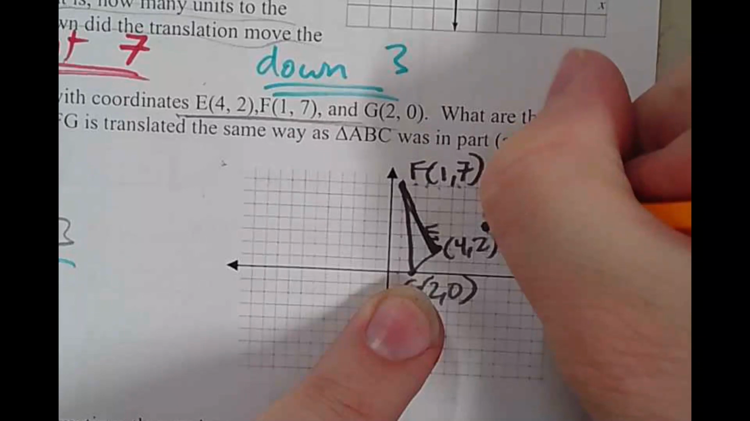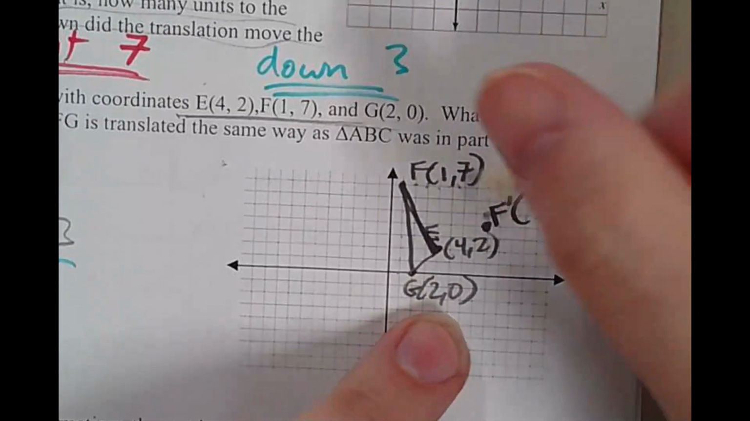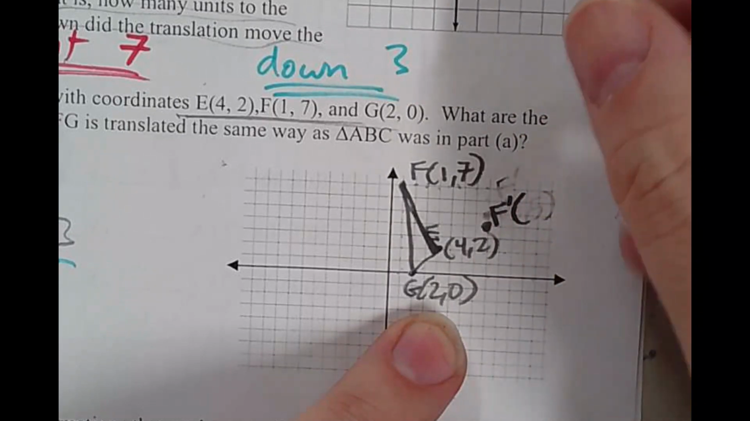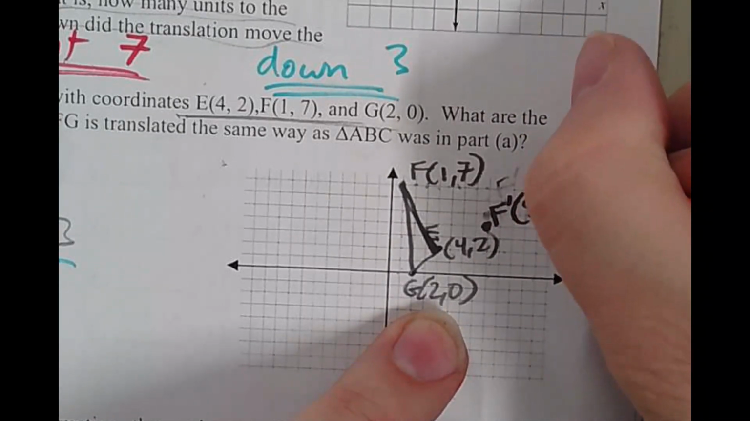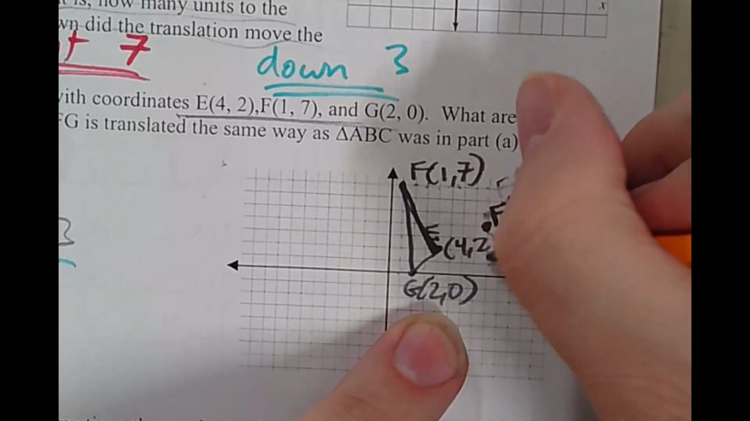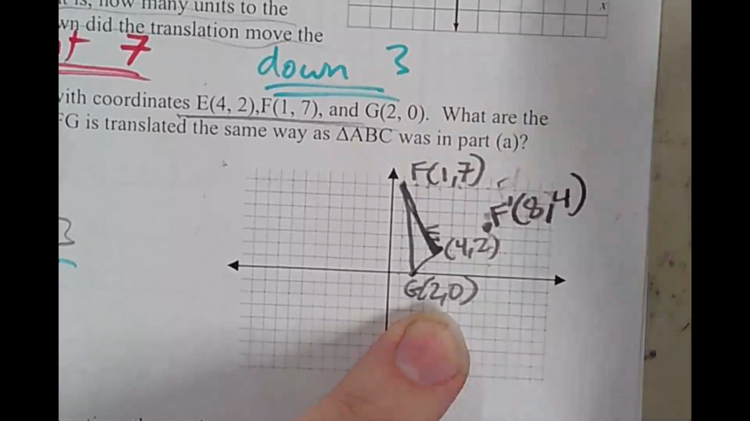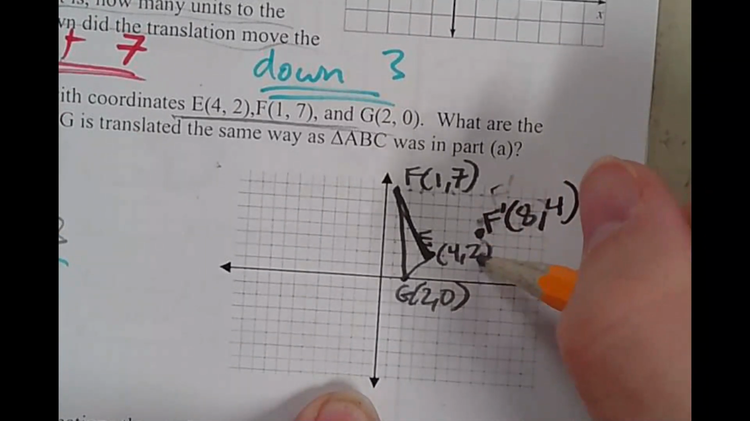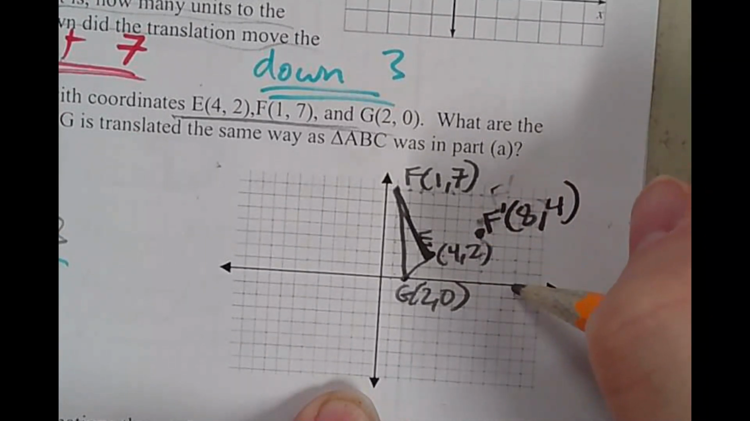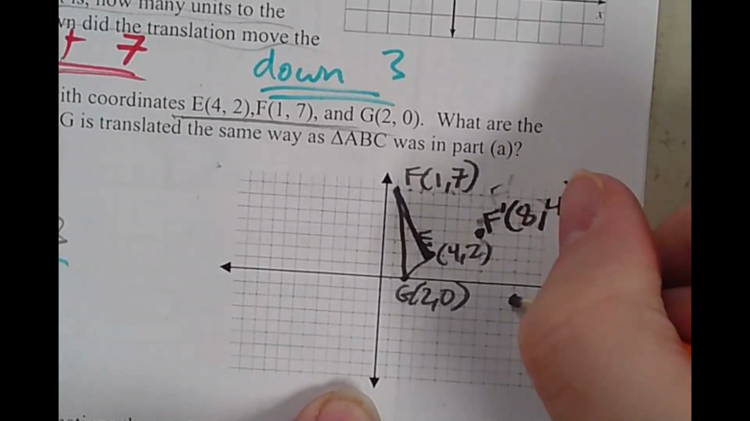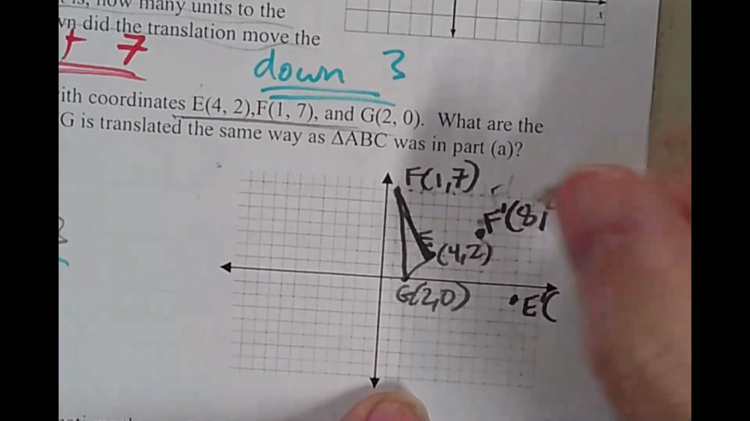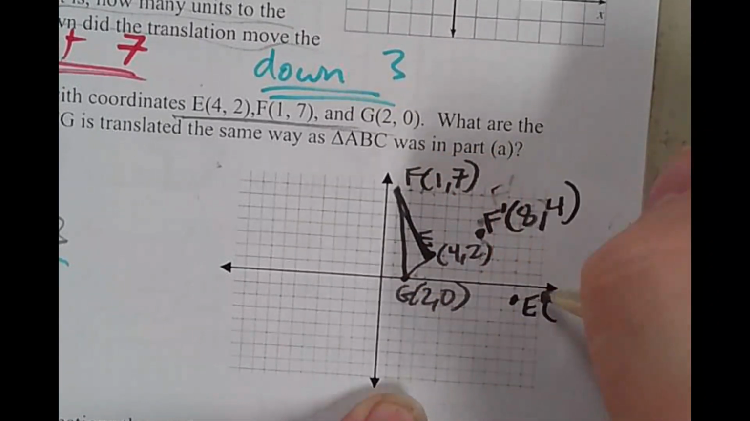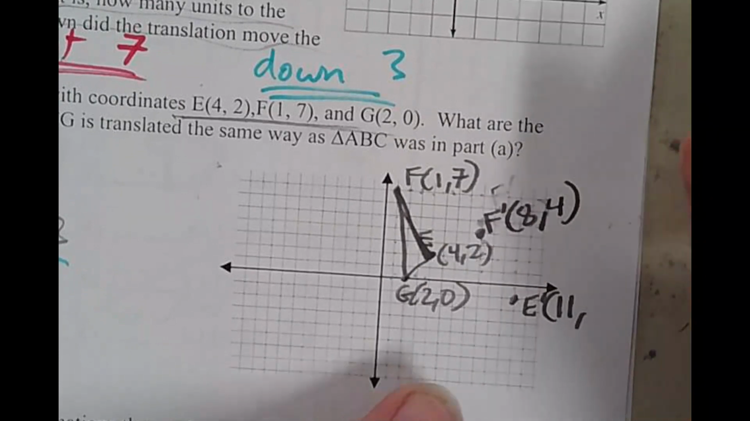That was F prime. F prime should be at 8, comma, 4. What about E? Let's go right 7. 1, 2, 3, 4, 5, 6, 7, and down 3. That should be point E prime. E prime is at the point 11, comma, negative 1.